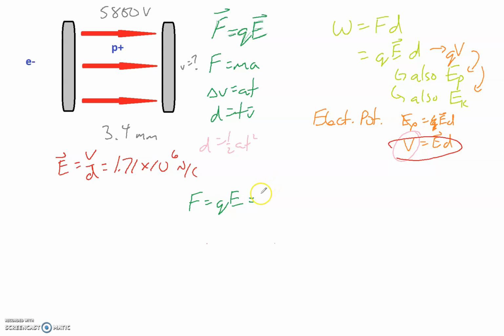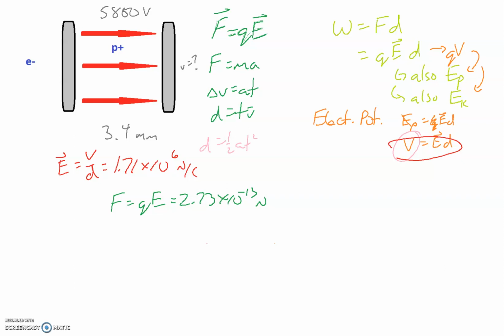And we get about 2.73 times 10 to the negative 13 newtons. Okay, I'm just going to move that over just a little bit so we have more room later on. There we go. Okay. Well, I've got the force.